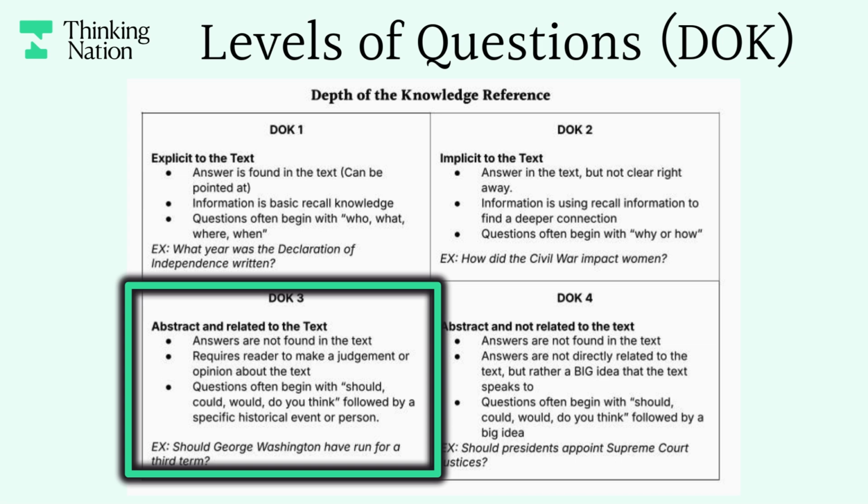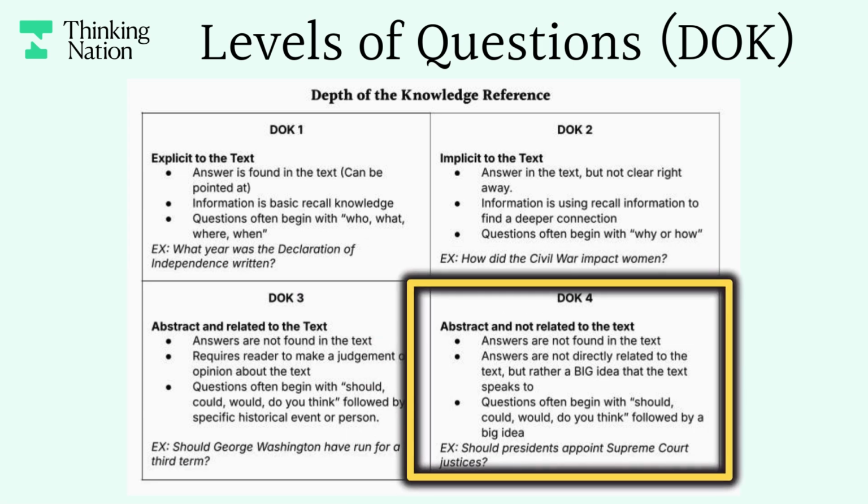DOK level 3. These are abstract questions that are related to the text. The answers are not necessarily found in the text at this level. It requires readers to make judgments or opinions about the text. Questions often begin with should, could, would, do you think, followed by a specific historical event or person. Here's an example. Should George Washington have run for a third term?